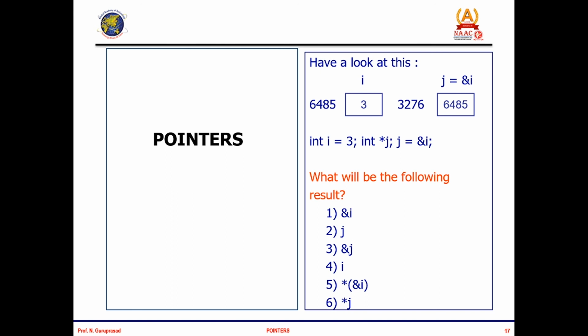Moreover, the fifth one can also be interpreted as star of ampersand of any variable is the variable itself. So that is another way of interpretation. The result of point number 5 is 3. Point number 6, star j. What is the value of j? 6485. So it becomes star of 6485. That means go to address 6485 and fetch the value there. What is the value at 6485? 3. So the result for point number 6 is also 3.